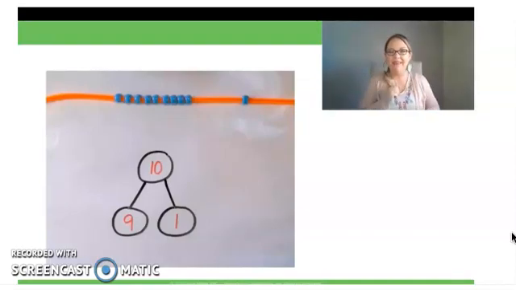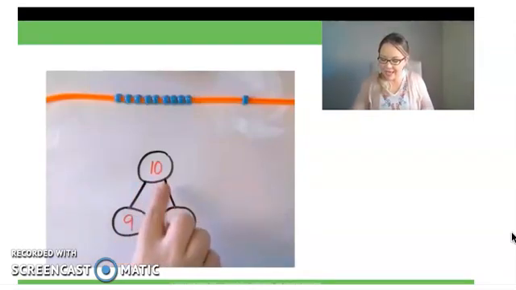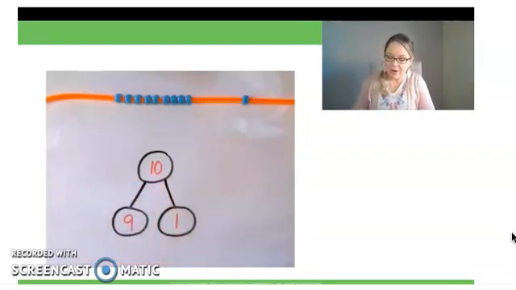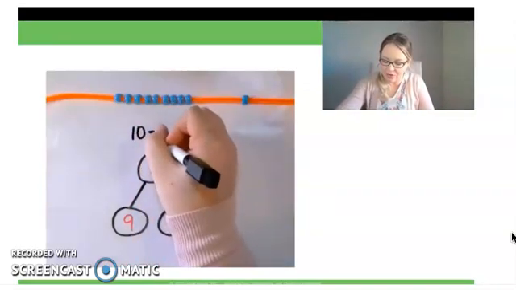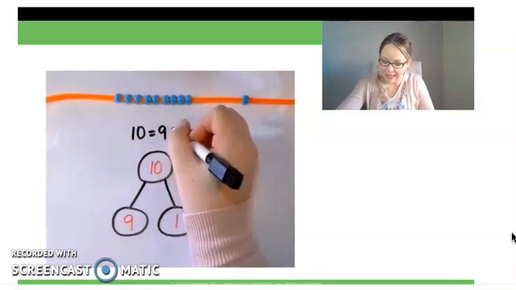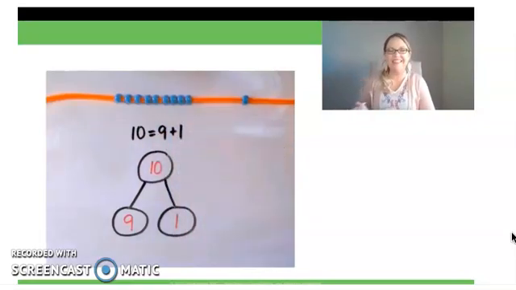Great job! Now let's write a number sentence to match what we just did. So 10 is 9 and 1. So our number sentence could read 10 equals 9 and 1. Go ahead and add your number sentence to your board as well.